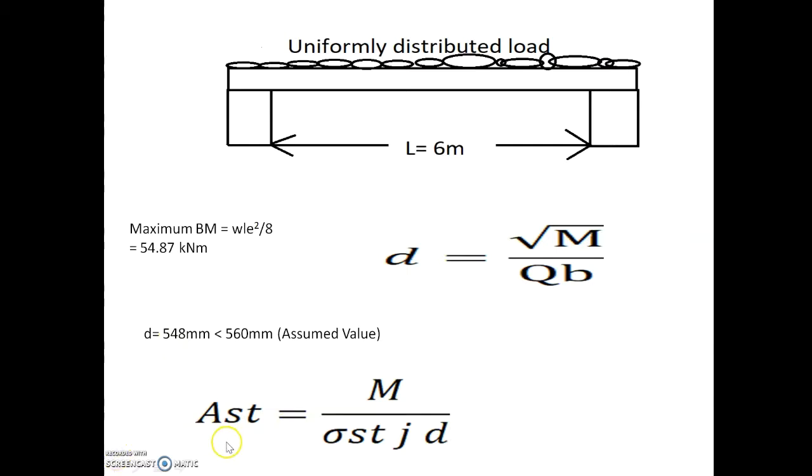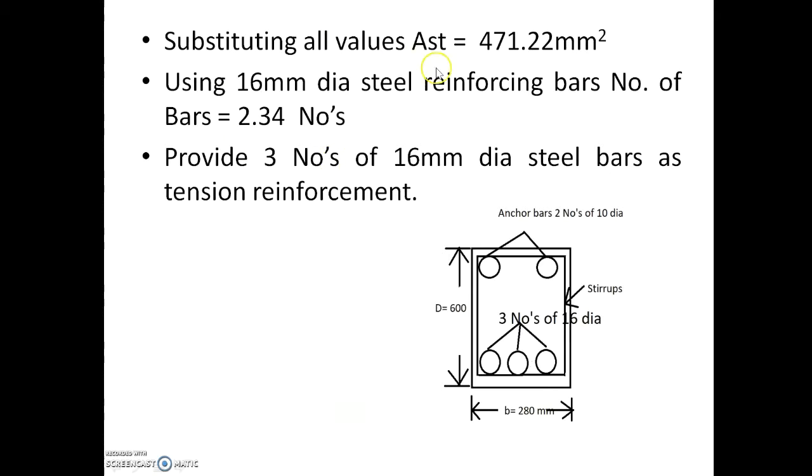Then calculate the area of steel in the tension zone, that is M by sigma st into j into d. By substituting all the values, that is moment, sigma st value, j value and d value, we will get the area of steel in the tension zone, that is 471.22 mm². Here we are assuming 16 mm diameter steel bars and the number of bars is equal to 2.34. So finally we have to provide three numbers of 16 mm diameter steel bars as tension reinforcement.